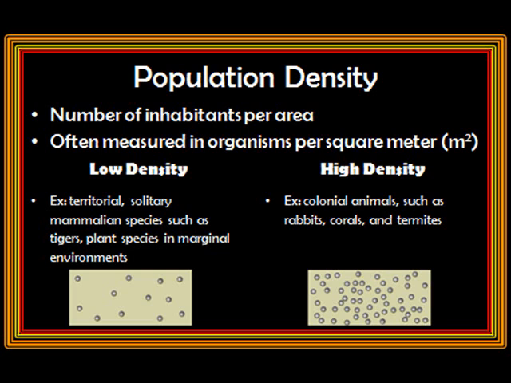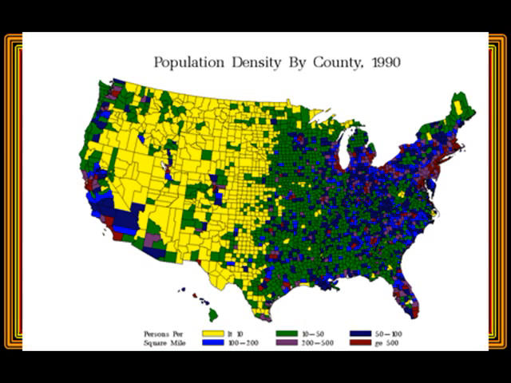Some organisms that live in high densities are those that live in colonies. Corals will live in high density, termites, ants, those when they live in nests, they're living at a high density. Rabbits will also live at a high density as well. Just to relate this to something that might be familiar to you, this is a map showing the population density of the United States by county back in 1990.